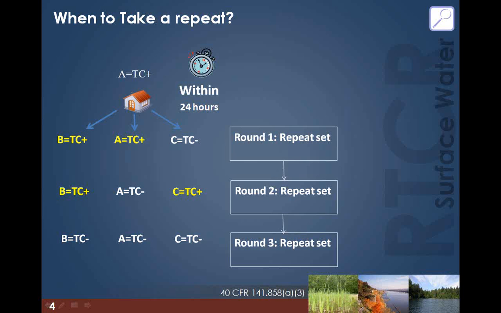positive for the routine. So you continue to take the set of repeats, if your repeats continue to come back positive, until you have results that are negative, or if you are triggered into doing an assessment. At that point the public water system can stop taking the repeats, but they must notify the state of that fact.